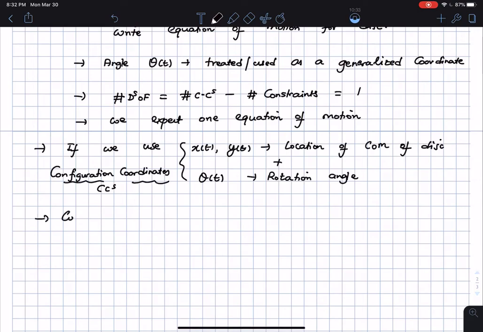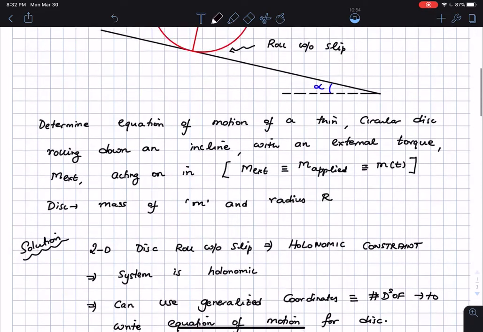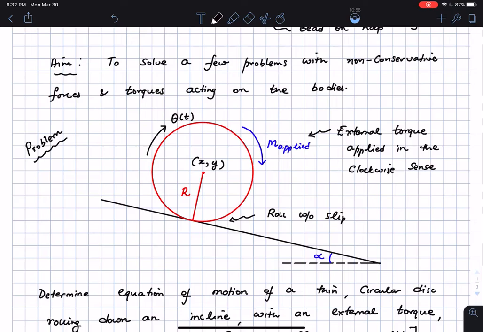and the constraints, there are two constraints. One is the rolling without slip, and the other constraint is that y of t is equal to R, where x of t and y of t are taken along the incline and perpendicular to the incline. So that's something that we want to specify here. So here is some x of t and y of t perpendicular to the incline. This is my fixed coordinate frame here. So this is x and then this is y for me.